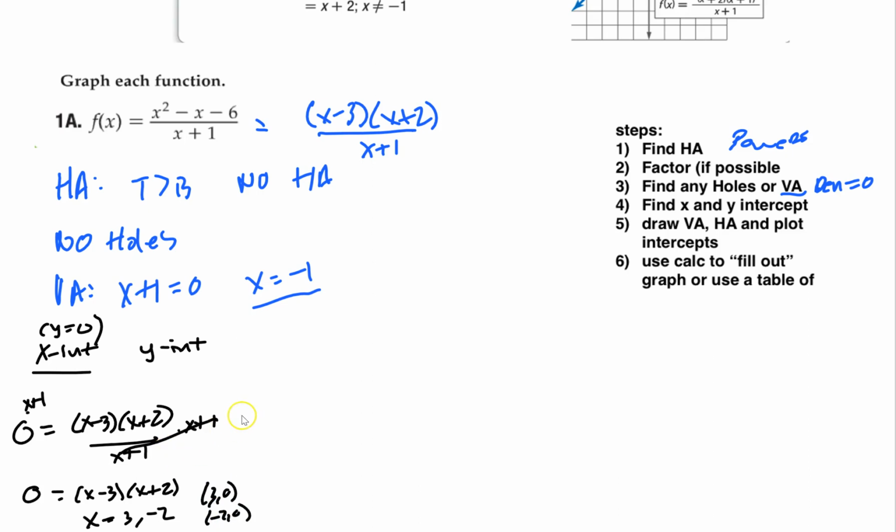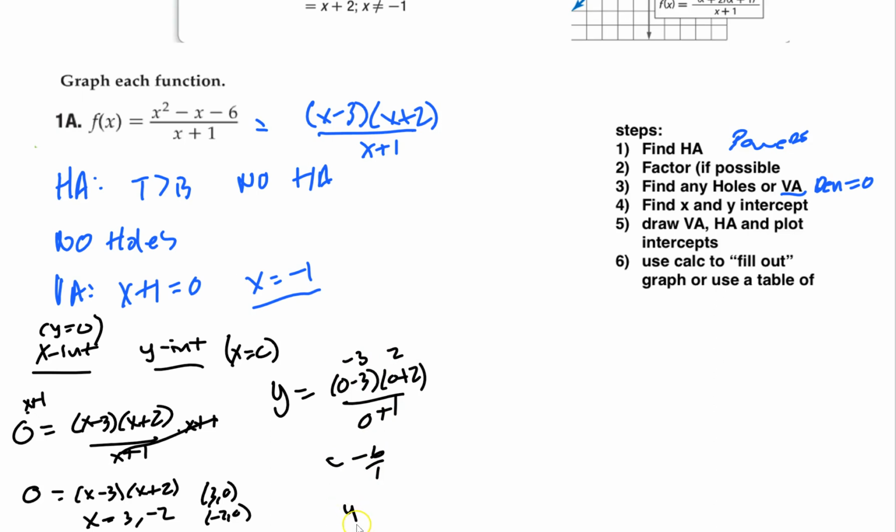Those are my x-intercepts. Y-intercept. Well, we set x equal to 0. So y equals, let's plug in 0 for everything. 0 minus 3, 0 plus 2. It's actually easier to plug into the original function, but I'll skip that for now. And you get negative 3 times 2, so I get negative 6 over 1, or just negative 6. So my y-intercept is at 0 and negative 6.